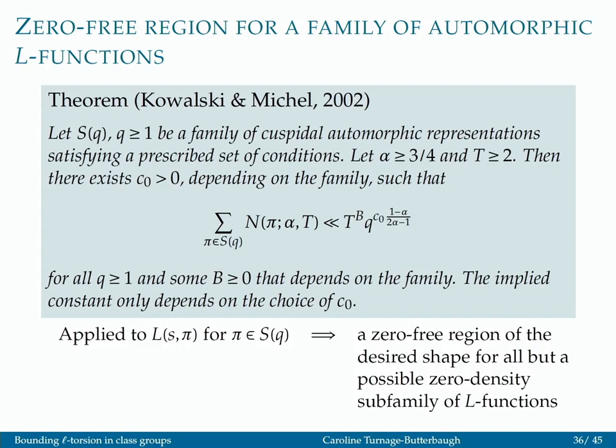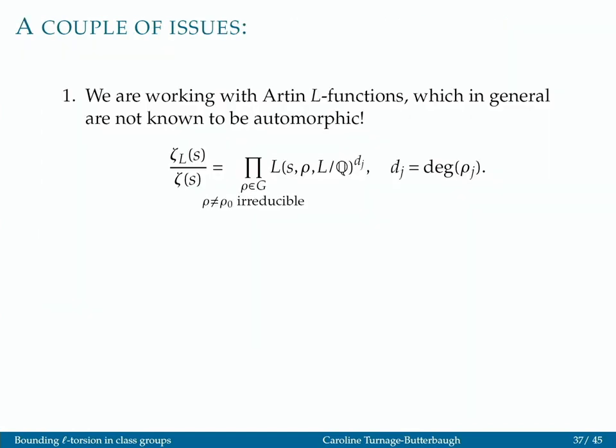But there are some obvious problems with the setting that I'm in and the setting that this is. One of the problems is that I'm working with Artin L-functions, which aren't known to be automorphic in general. If the Galois representations are degree 1, then these are already known to be automorphic, but in general, they're not. So what I'm dealing with here is my zeta_L, and remember I took little k to be Q, so now I've got the Riemann zeta function, and I've just divided it on the other side. And so these are all the Artin L-functions that I was dealing with to begin with.